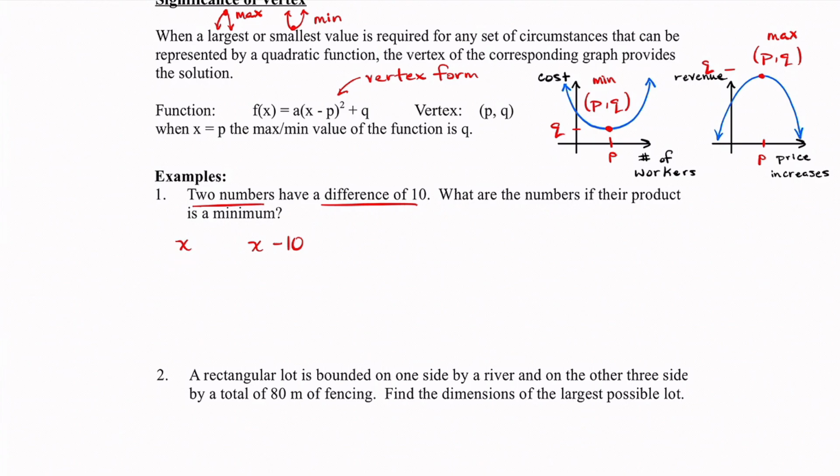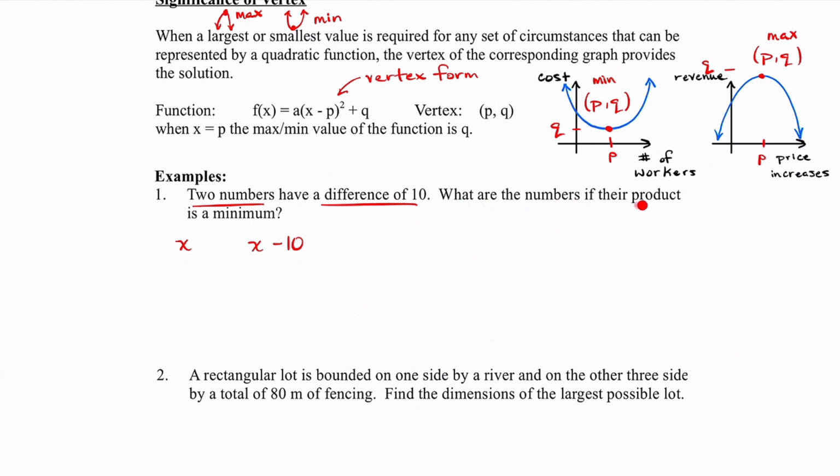You could have used, say, y's, and that would work. Or you could have used x, but rather than saying x minus 10, you could have had x plus 10, because those would still have a difference of 10. So I got my two numbers. Then I can look at the next statement.